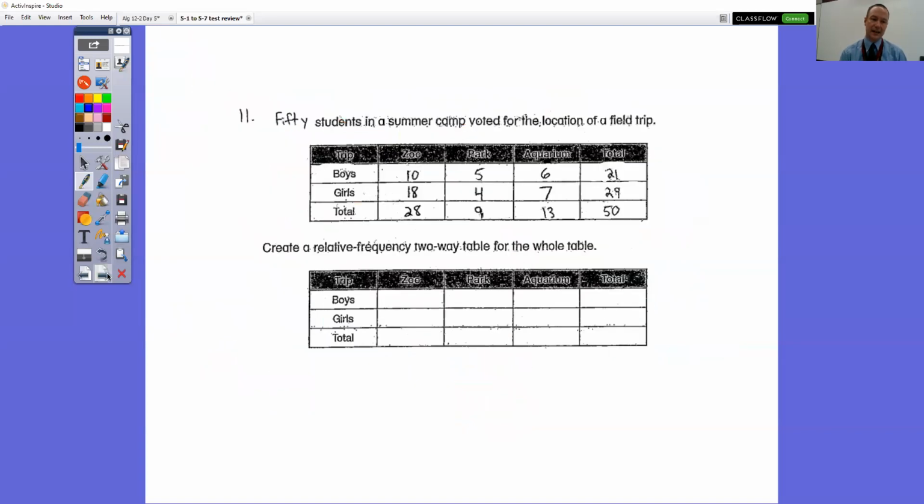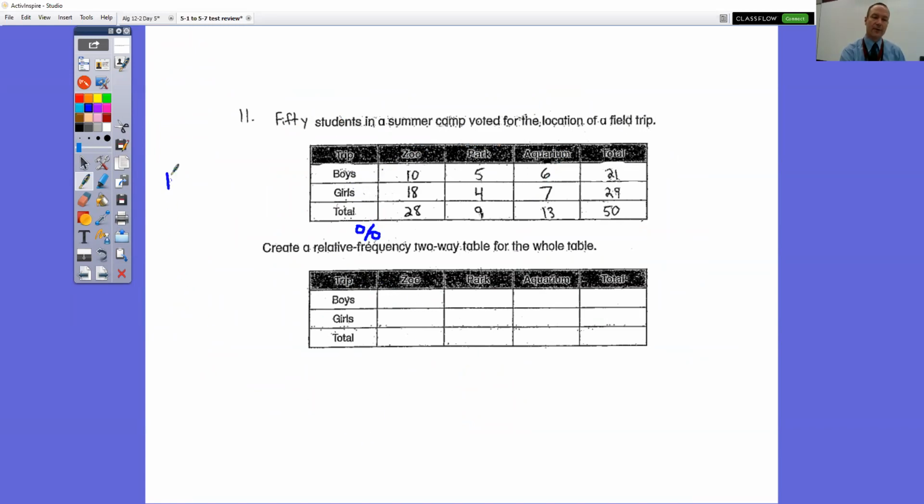Take a look at the next type of question. In the next type of question, there was a survey question. Are you a boy or are you a girl? And do you want to go to the zoo, park, or aquarium? We need to make a relative frequency table. So we need to figure out our percentages.